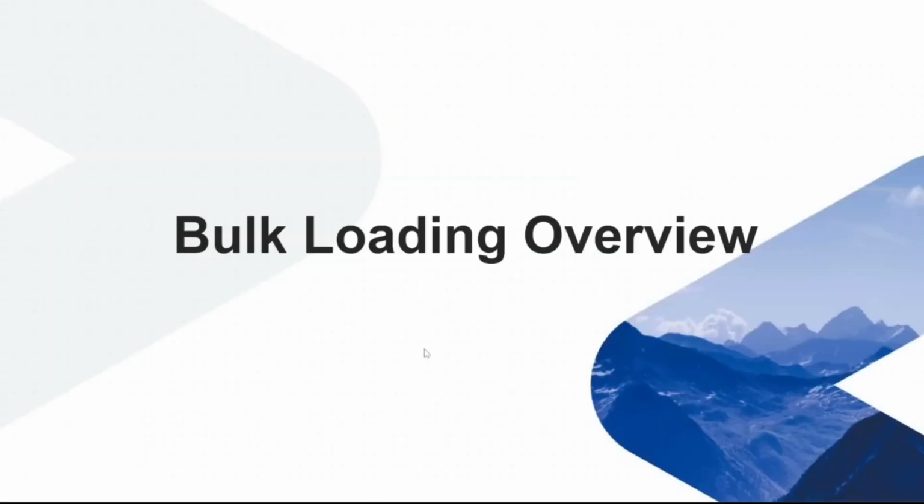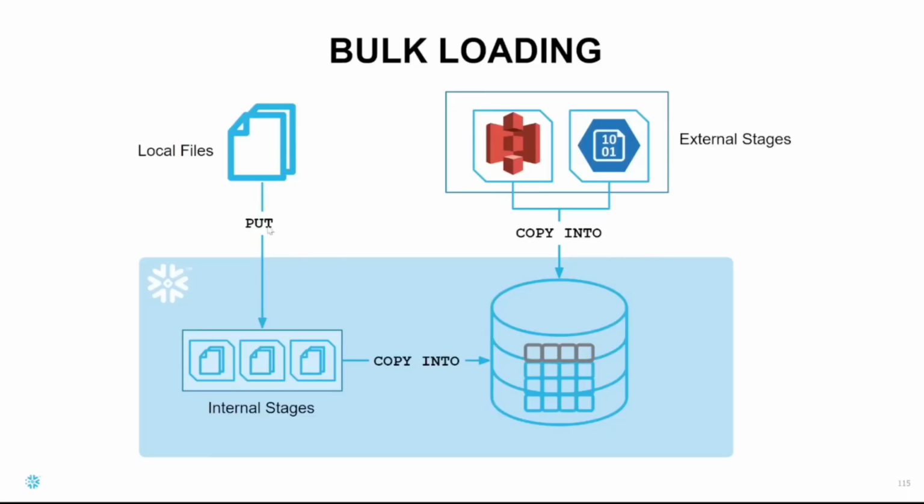Now let's see one by one. First, we are going to take a look into the bulk loading overview. So bulk loading can be done in two ways. One, through an internal stage. If you have some data sitting on your local file system, you just have to upload that into an internal stage and use the copy command to load those files from your internal stage, which currently sits in Snowflake, to a table inside Snowflake.